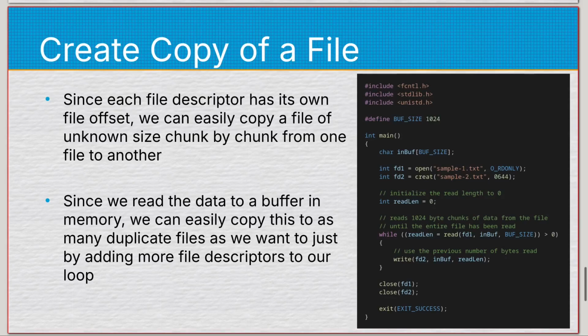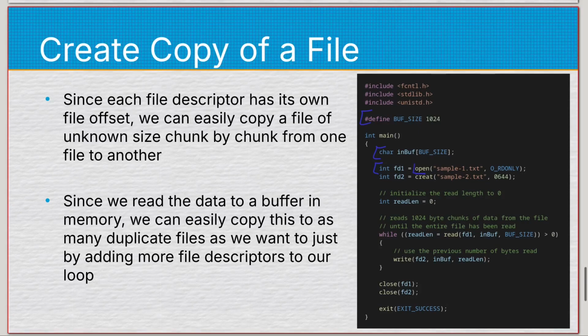This is very, very similar to the cp command that you use in Linux. So since we read the data to a buffer in memory, we can easily copy this to as many duplicate files as we want to, just by adding more file descriptors to our loop. So again, same thing, 1024 buffer size. We have an input buffer essentially. And then we have our file descriptor 1, which is used to specifically open sample1.txt.